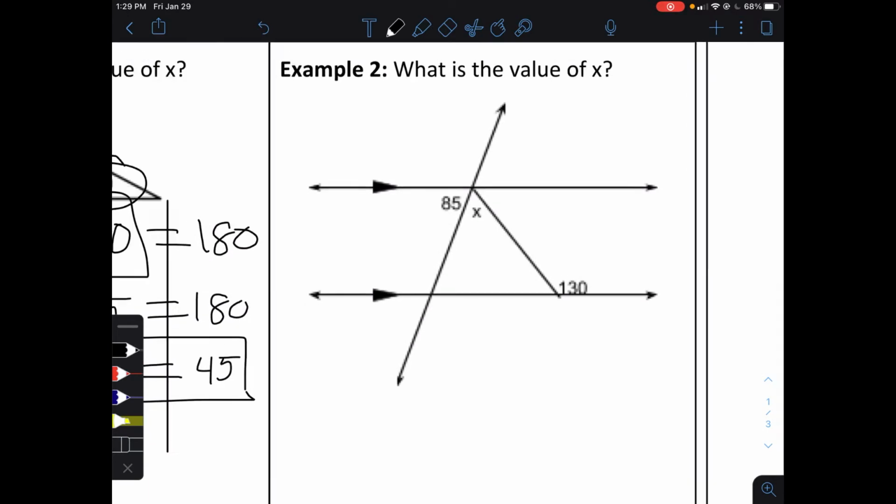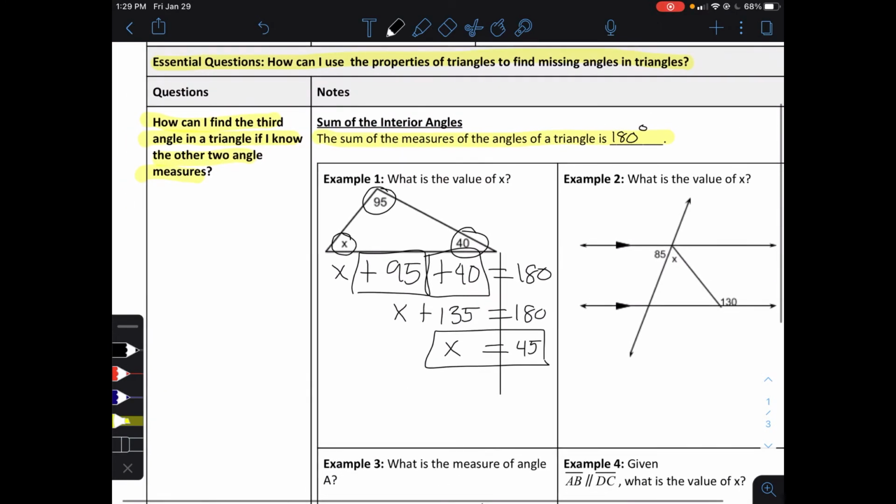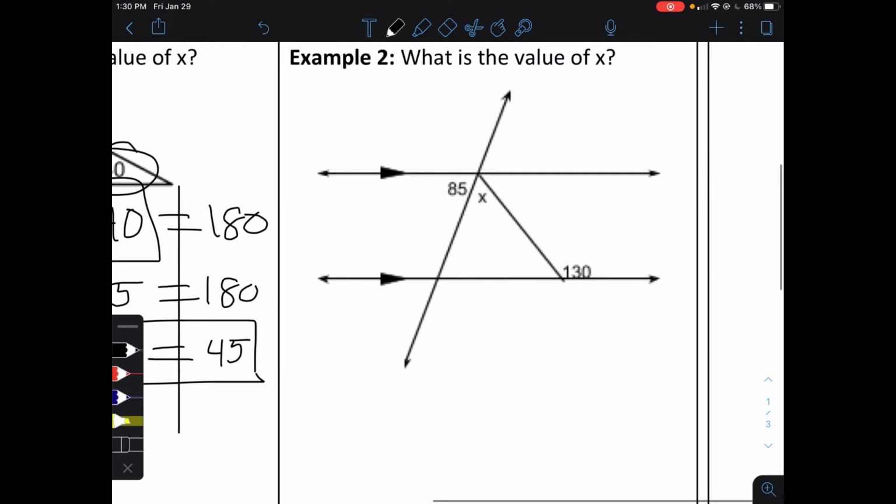So let's recap what we did. The question is, how can I find the third angle in a triangle if I know the other two angle measures? Pretty much by using the sum of the interior angles of a triangle, which means all the angles on the inside of a triangle, no matter what they are, add up to equal 180. Okay? Let's look at number 2. What is the value of x?